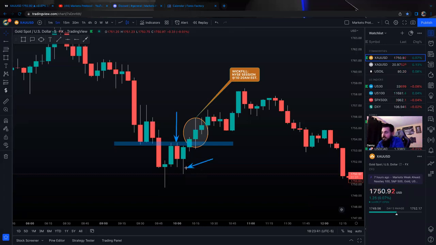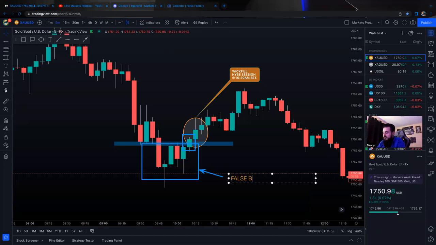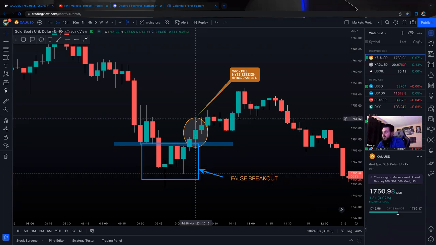Now as long as we do not close back inside this range, we are good to go towards the downside. But what happened is we closed back inside the range. So this is a failed break and retest, also known as a false breakout. So this is the first confirmation. False breakout towards the downside. So let's remove this. Let's remove the circle here.